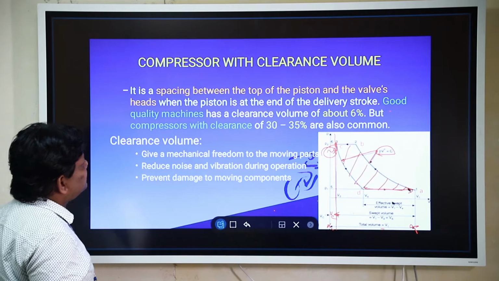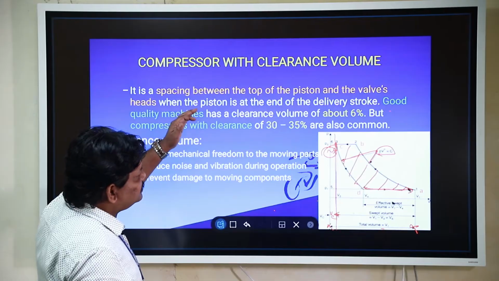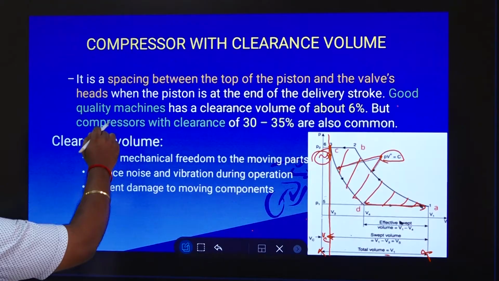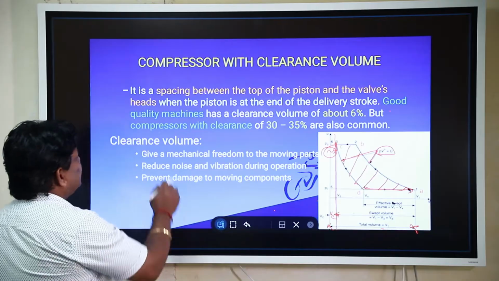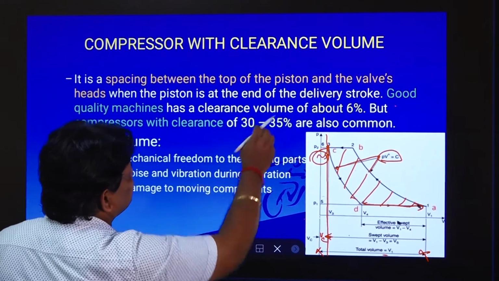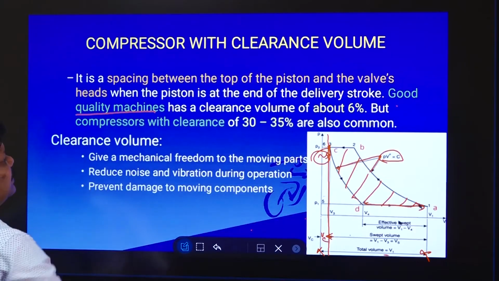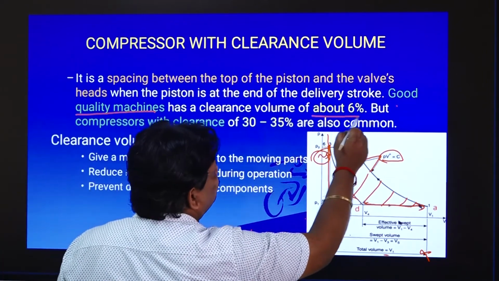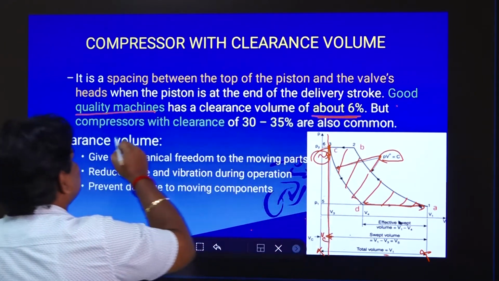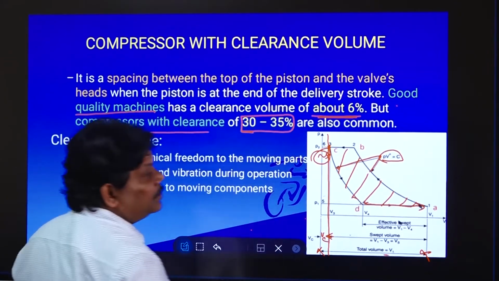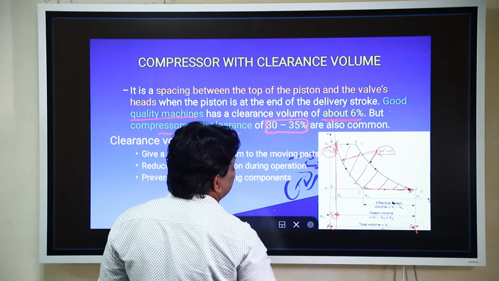It is a spacing between the top of the piston and the valve's head. So why is this clearance volume provided? It is the spacing between the top of the piston and the valve's head when the piston is at the end of the delivery stroke. In good quality machines, they have a clearance of about 6%, but compressors with clearance of 30 to 35% are generally common.